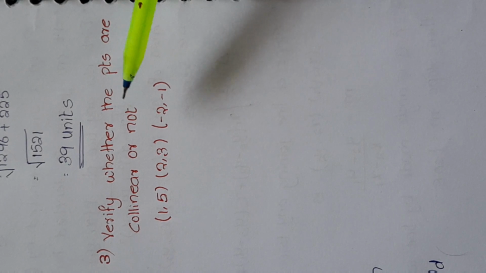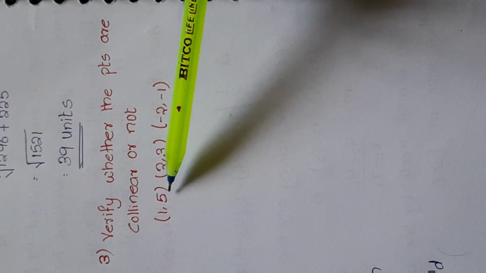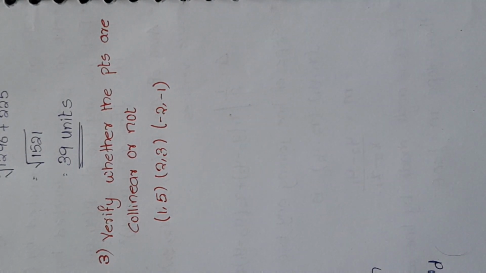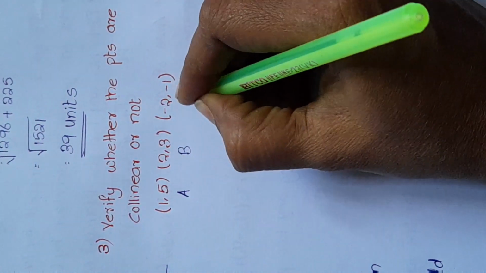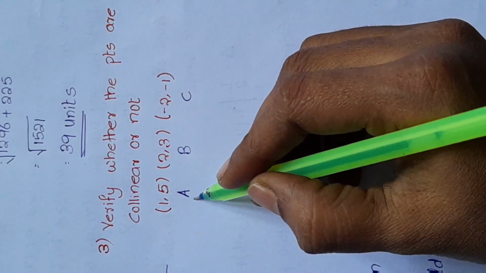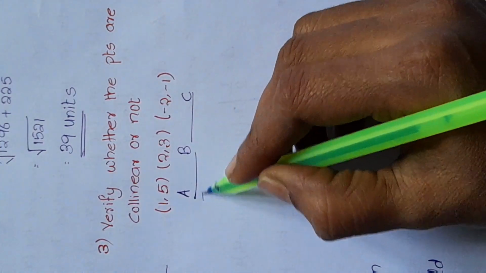Third question is verify whether the points are collinear or not. The points given are (1, 5), (2, 3), (minus 2, minus 1). Let the first point be A, second one be B and third one be C. Now we should find the distance between AB, BC and also AC.